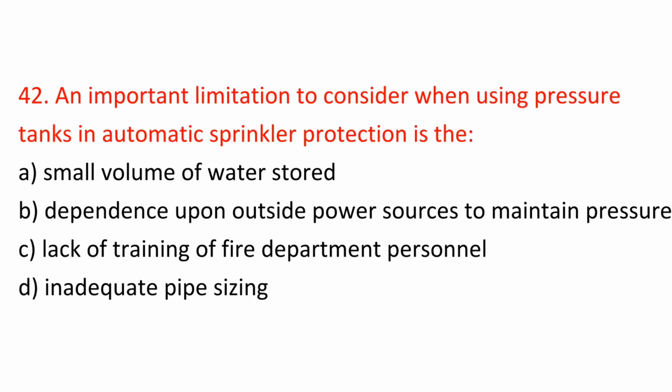Question 42. An important limitation to consider when using pressure tanks in automatic sprinkler protection is their A. Small volume of water stored. B. Dependence upon outside power sources to maintain pressure. C. Lack of training of fire department personnel. D. Inadequate pipe sizing. Answer. A. Small volume of water stored.